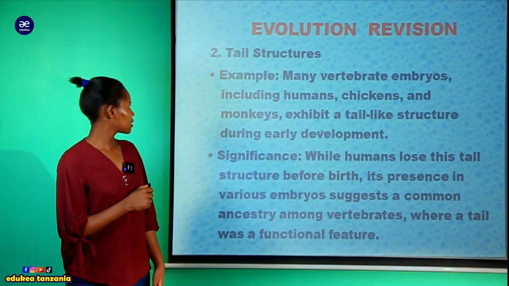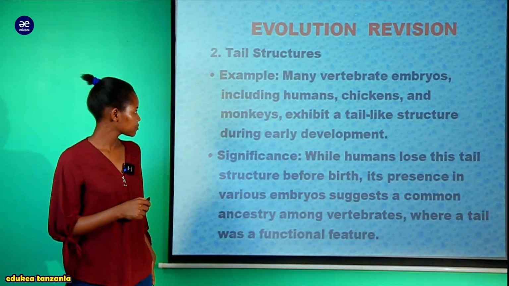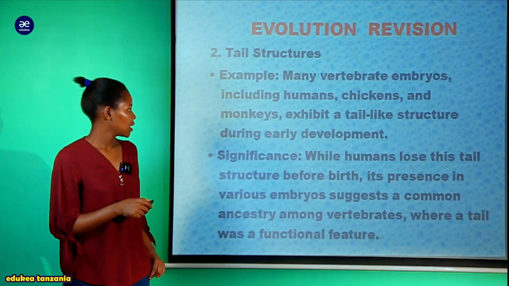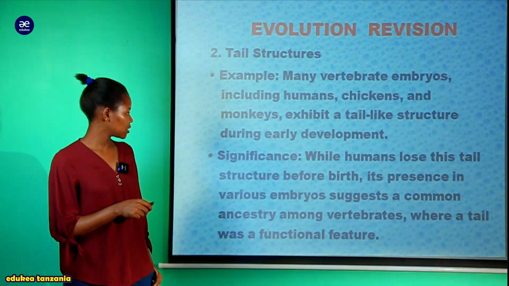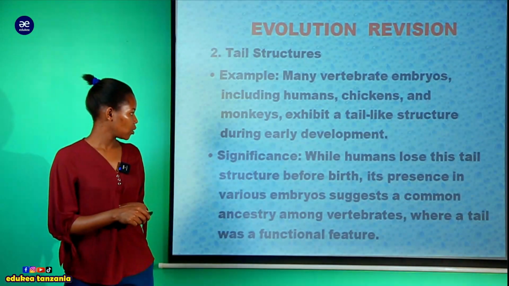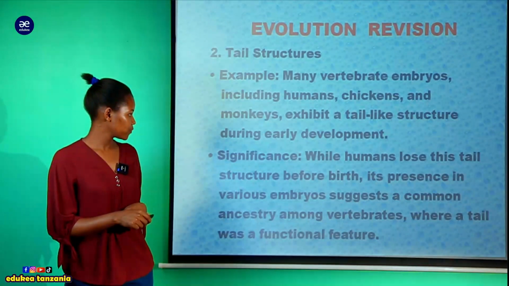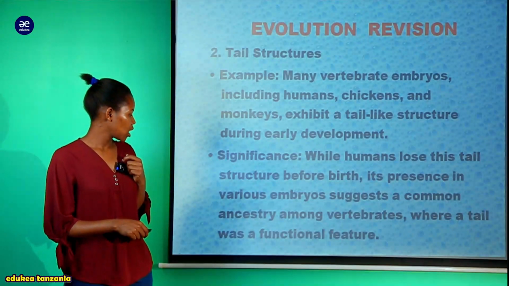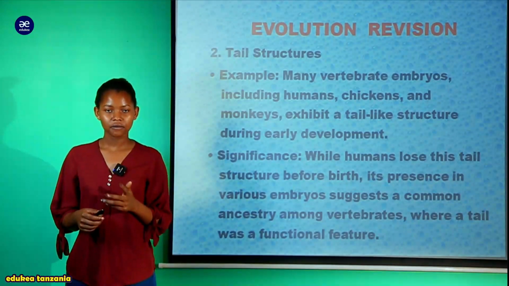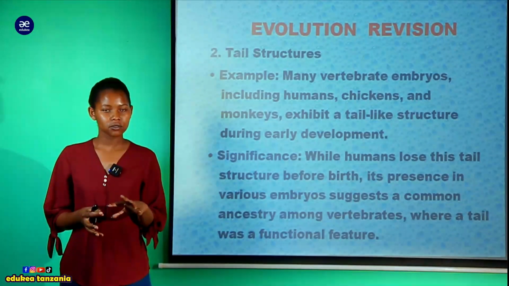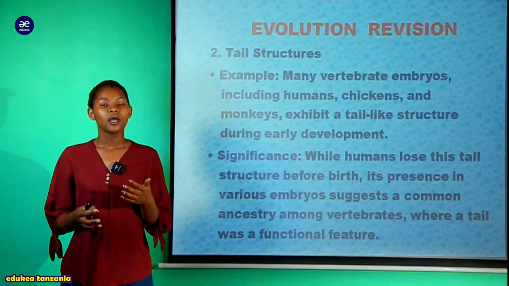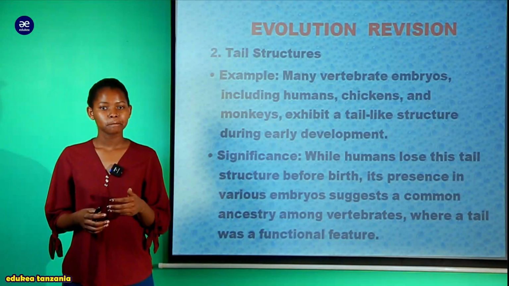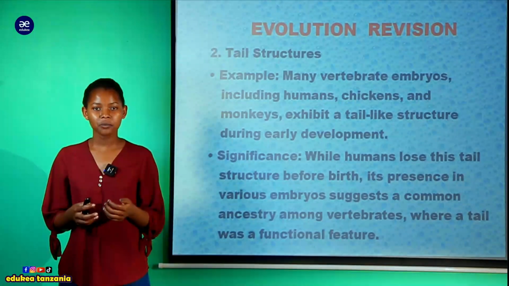Also, we can see another example is tail structures. Example, many vertebrate embryos, including humans, chickens, and monkeys, exhibit a tail-like structure during early development. And the significance, you can see, while humans lose this tail structure before birth, its presence in various embryos suggests a common ancestry among vertebrates, where a tail was a functional feature. Tunapozungumzia tail structure, kwamba for those organisms ambako mkia utaendelea kuwepo na human ambako inadisappear after birth, it means kwamba we have the common ancestor or we share the same evolutionary lineage.